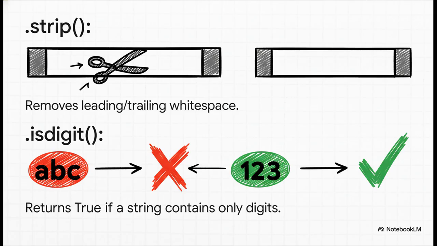.strip is awesome for cleaning up input. It gets rid of any accidental spaces at the beginning or end. And .isdigit, well, that's our main weapon. It lets us check if a string contains only numbers before we even try to treat it like one.